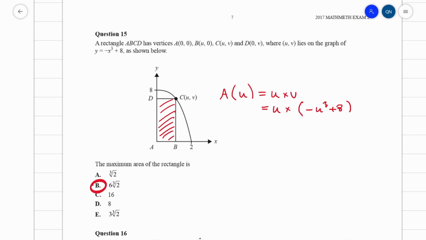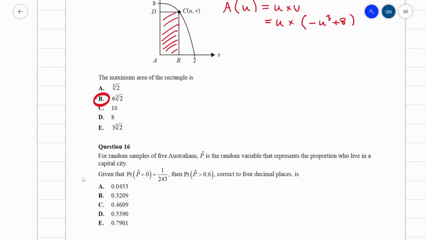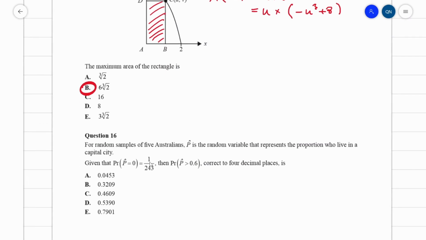Question 16. For random samples of 5 Australians, p hat is the random variable that represents the proportion who live in a capital city. The probability of p hat equals 0 is 1 over 243, and we want to find this probability.